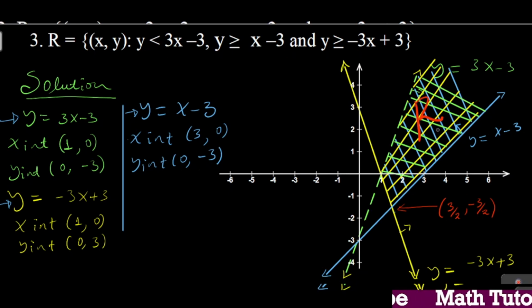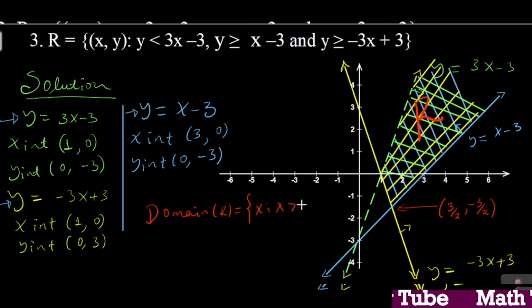Now this is the graph of the relation. The shaded part is only this one. Now let us find the domain and the range. The region uses the positive x-axis starting from this point. So this point is (1, 0). So the domain is the set of x such that x is greater than 1.